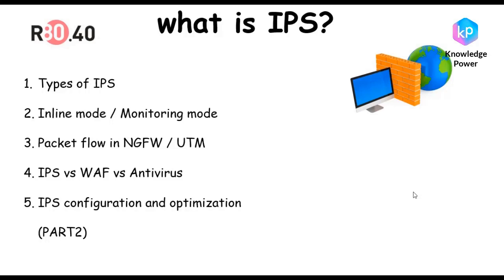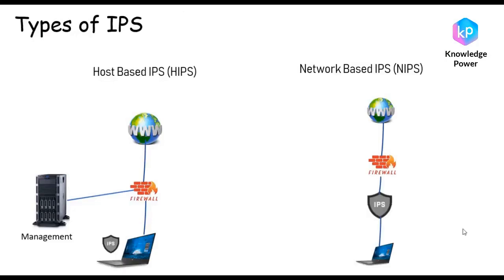IPS is short for Intrusion Prevention System, and there are two ways we can implement that solution in our environment. The first way is called host-based IPS. This is basically where we install software on a remote peer that we are trying to protect, and the management server is either located on the same peer or somewhere remotely.